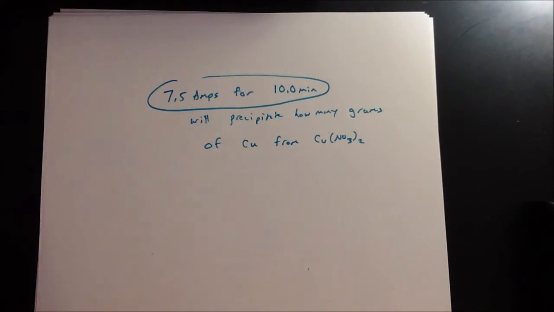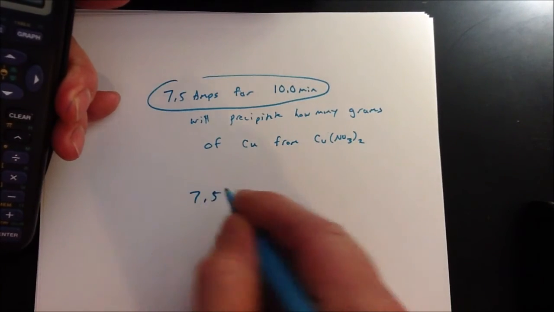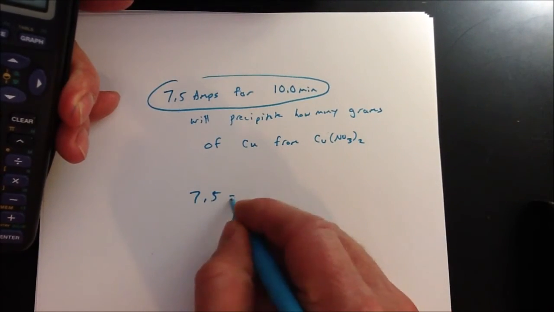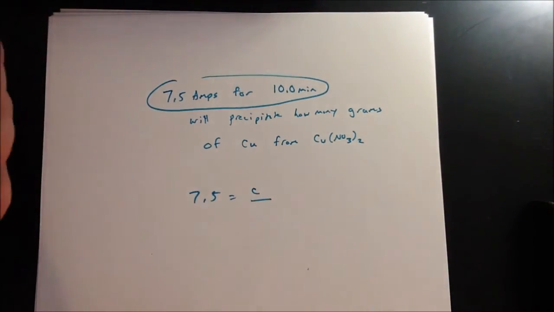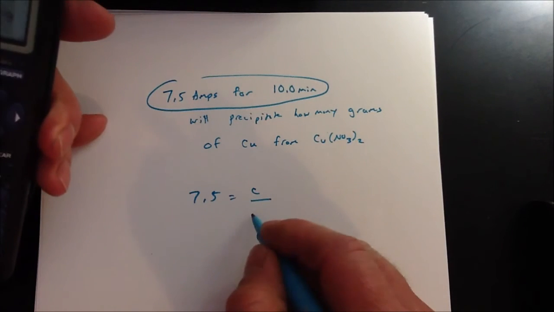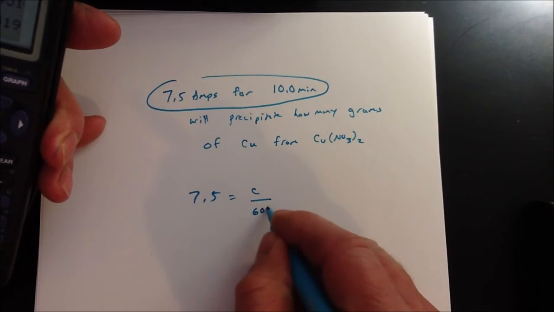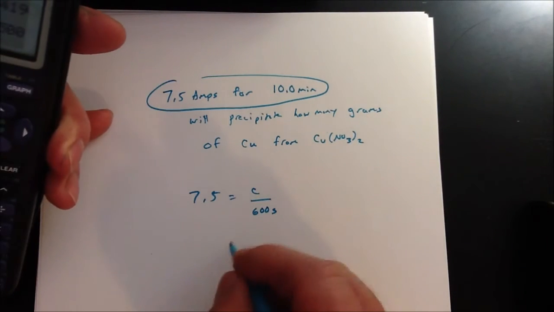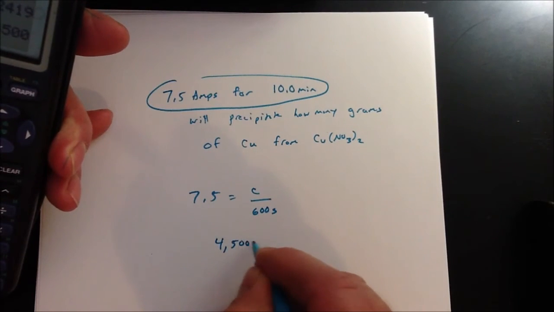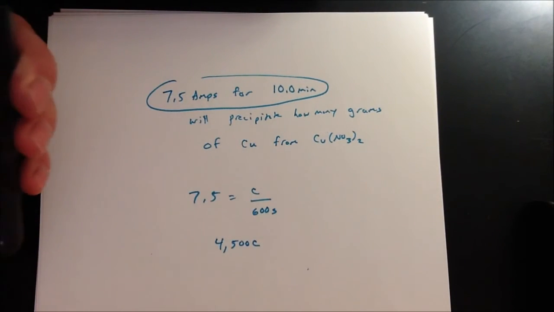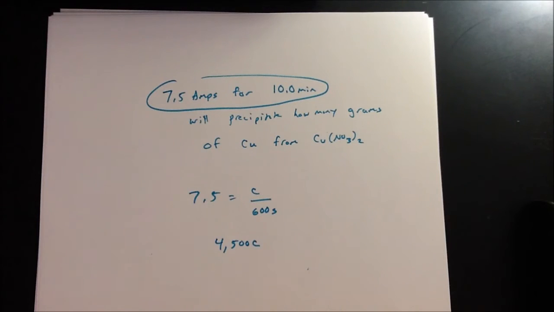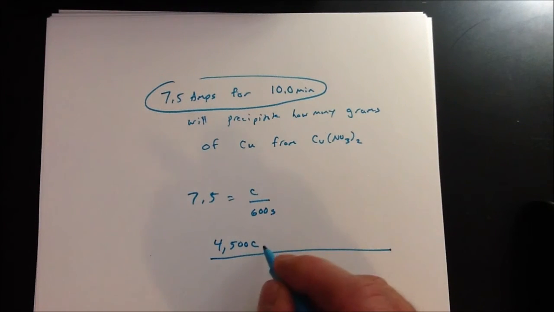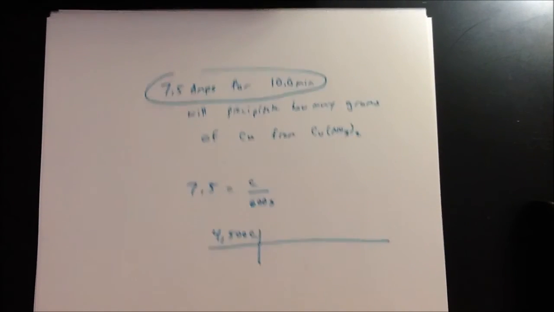Of course, the amps is a coulomb per second ratio, so I need to convert that 10 minutes into seconds. So that is 600 seconds, 7.5 times 600. So basically this says 4,500 coulombs are supplied into this, and how many grams of copper would we expect to precipitate? So this is kind of backwards stoichiometry from the problem a moment ago.